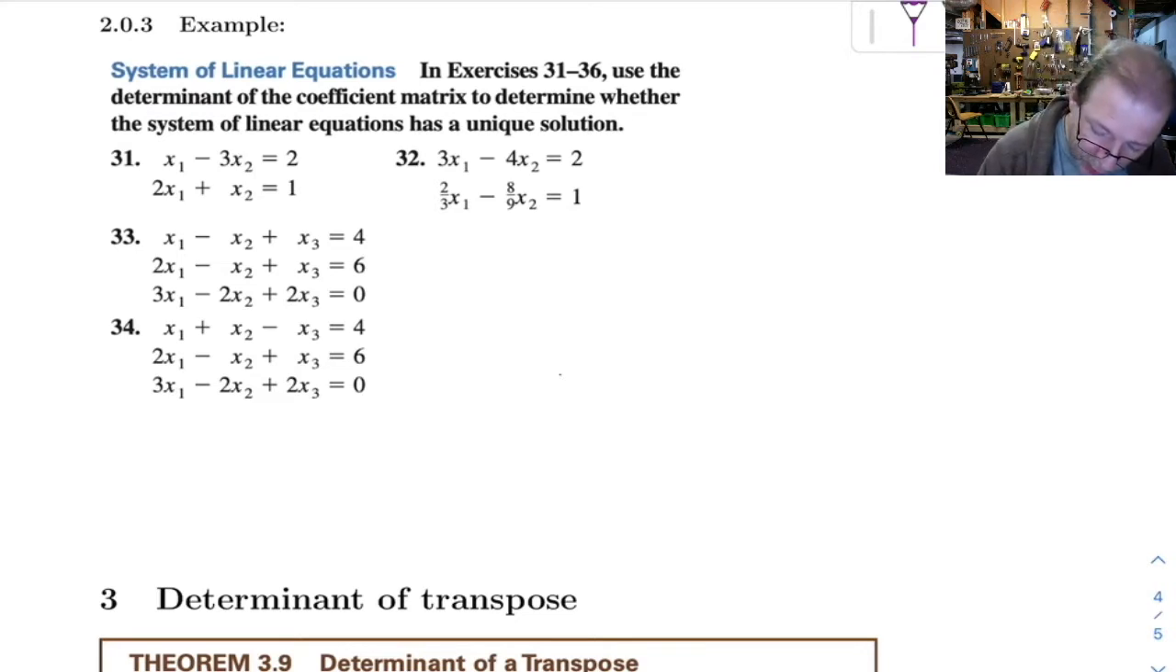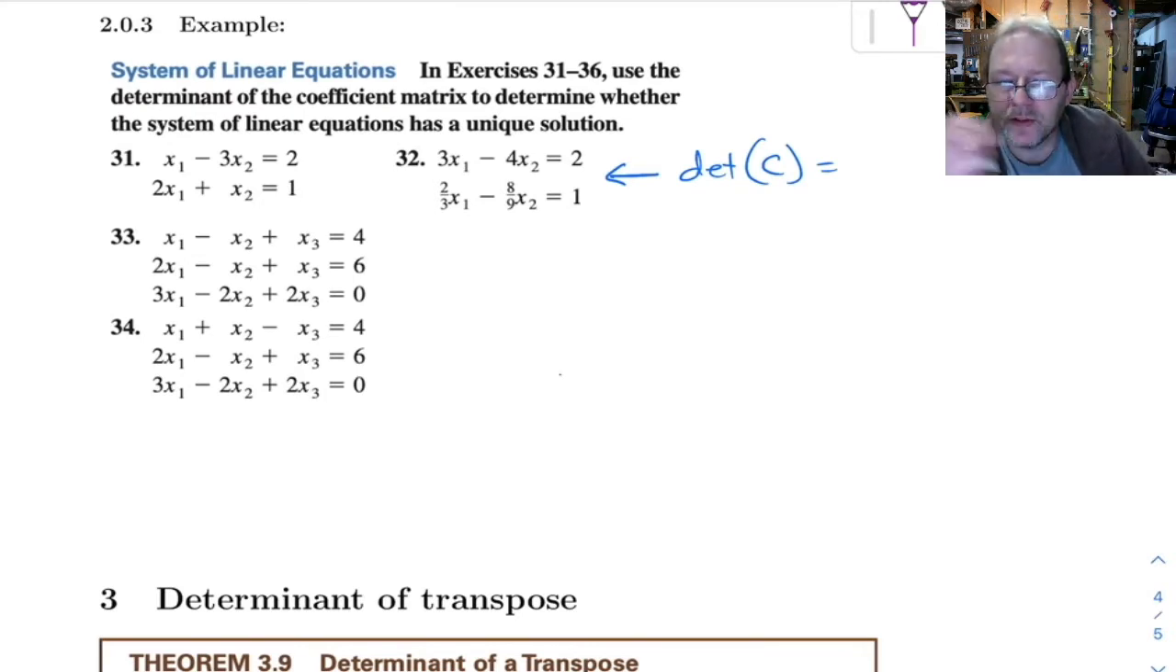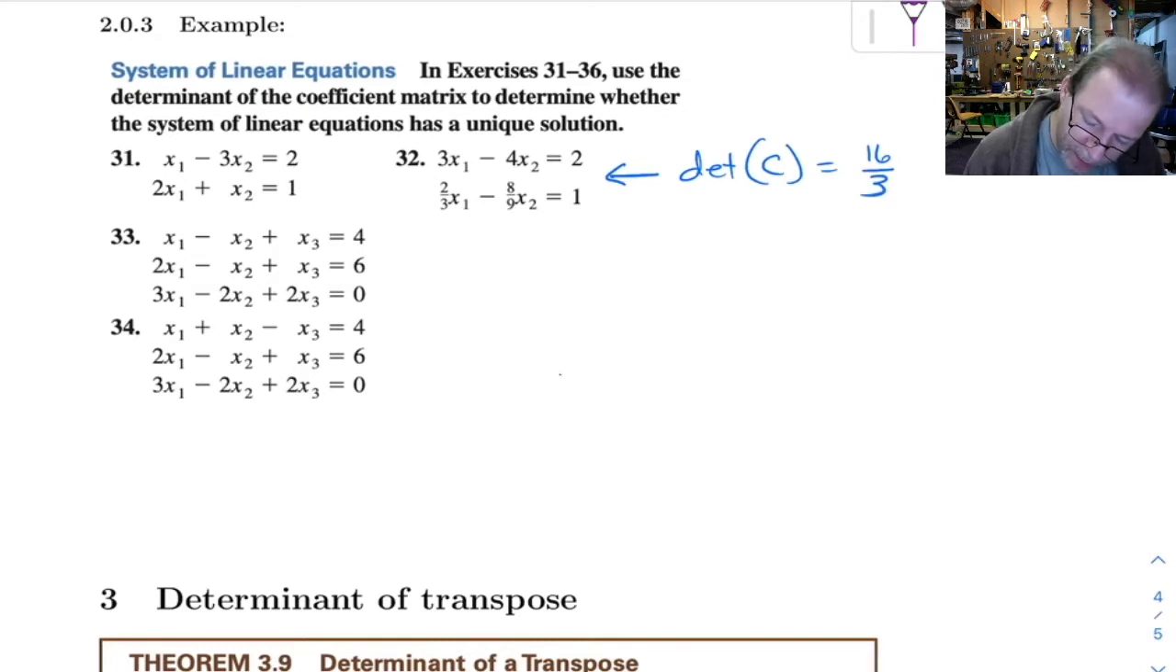So for this one, the determinant of the coefficient matrix, I'll just call it C, is 5 1/3. So that's 3 times 5 is 15. That's 16/3. Therefore, it has a unique solution.